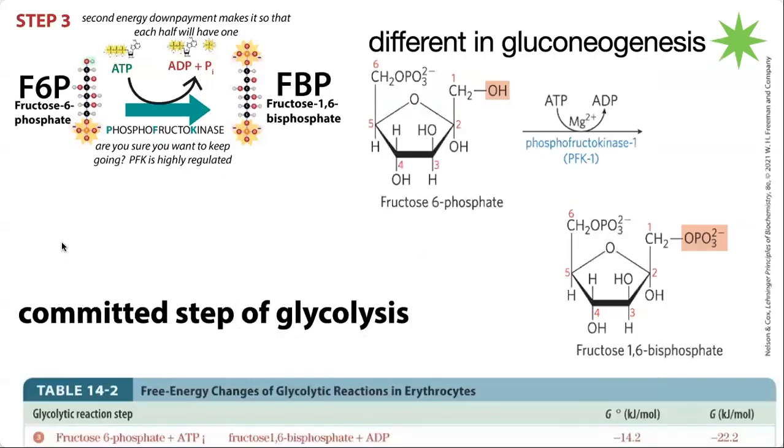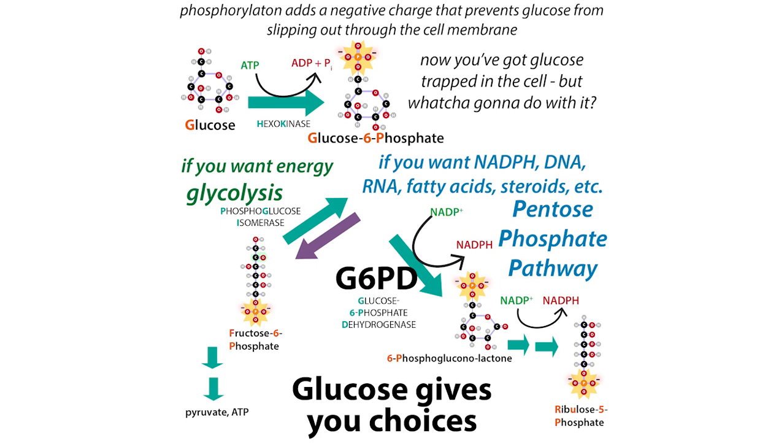Our next step is going to be phosphorylating that hydroxyl group that we just freed up. And so this is going to be that super duper regulated step, the step of phosphofructokinase, or PFK1. This is going to be highly regulated because it's that kind of committed step of glycolysis. And so we'll talk much more about that later.